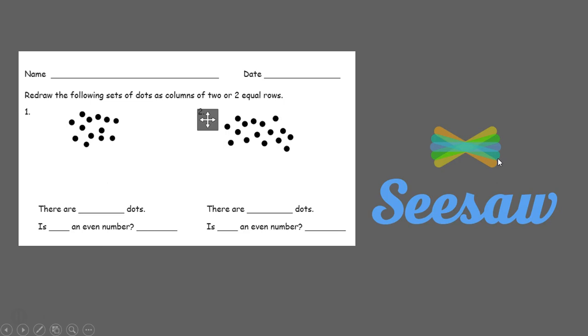And here is your exit ticket. What you need to do is find out if these dots are even numbers. So you're going to need to count the dots, write how many dots there are, and is that number an even number. You're going to put yes or no here. Same here on number 2. Count these dots, write how many dots there are here, and if it is yes or no, an even number.